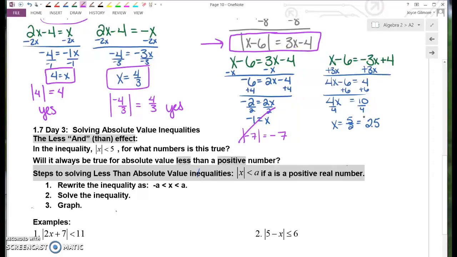5/2, or 2.5, I would probably use 2.5. 2.5 minus 6 is, I believe, -3.5. Is that correct? Okay. 3 times 2.5 is 7.5 minus 4 is 3.5. Right here, where the purple arrows are. Does -3.5 in absolute value bars end up equaling +3.5? Yes. So that is our solution.